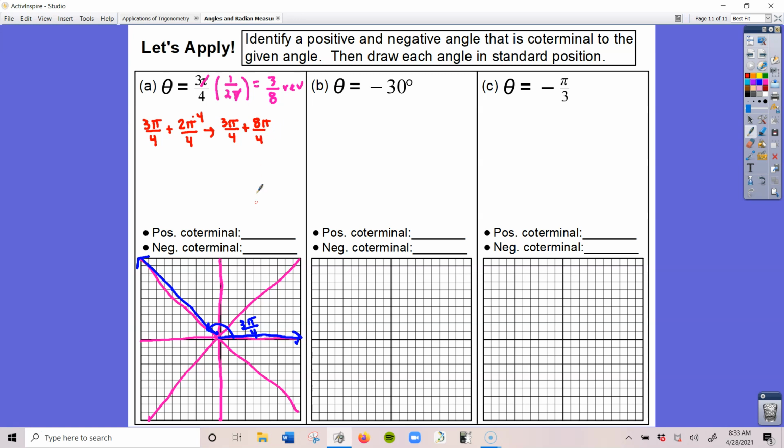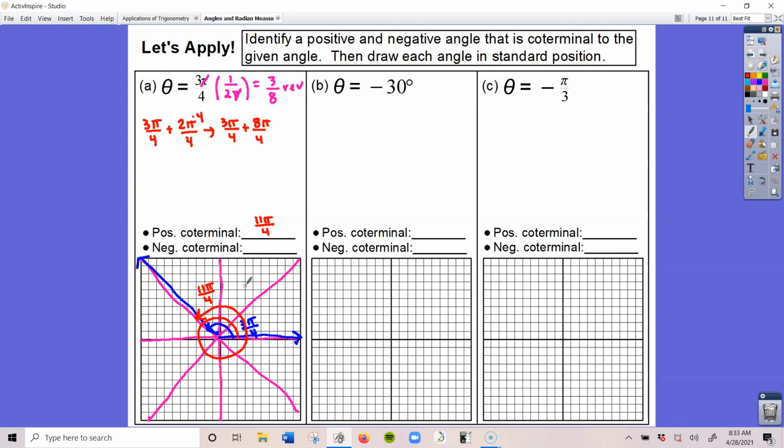Which gives me a positive coterminal angle of 11 pi over 4. Now to draw that, that means that we did 3 pi over 4 plus a full revolution. So I end up back where I started. So this is the 11 pi over 4.